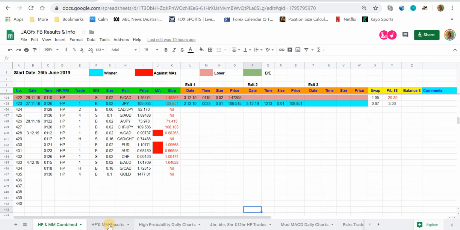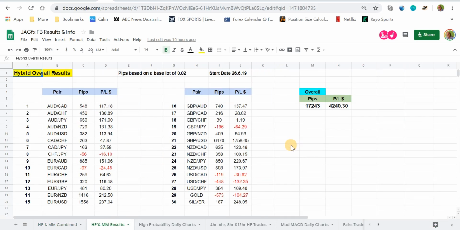So shoot across to this sheet here, HP and mod MACD results. This is something from my own records. I'm keeping track of each individual pair. You can see it's all based on a base lot of 0.02, so it's very small. The pips, not really that important, more the dollar that we've earned so far.